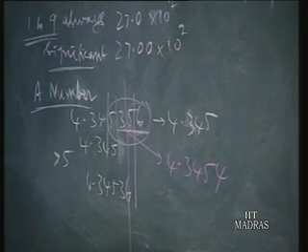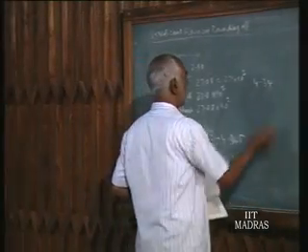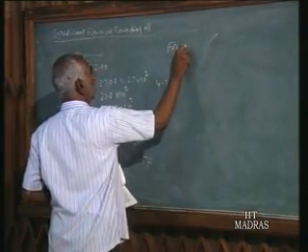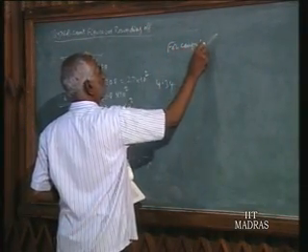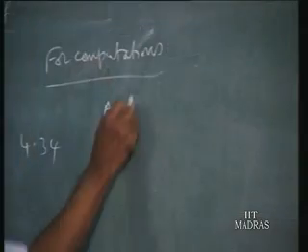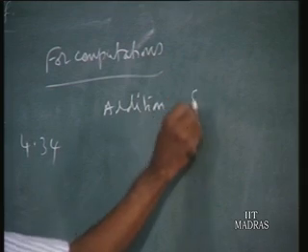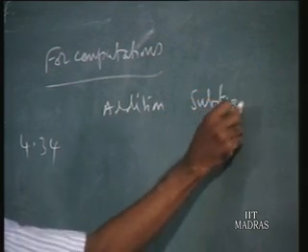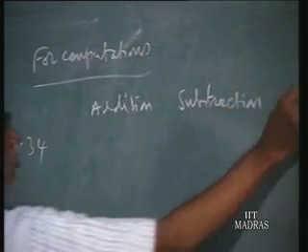Now, what is the rounding off procedure for computations? For computations, how many computations do we have? Addition and subtraction and multiplication and division.